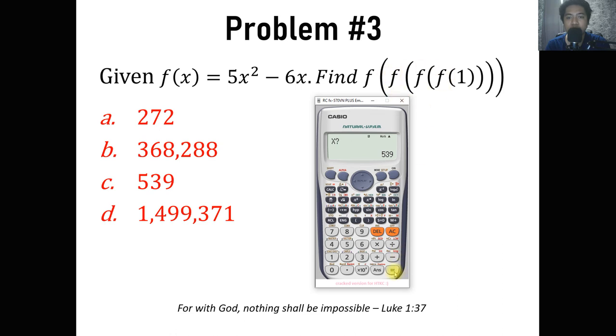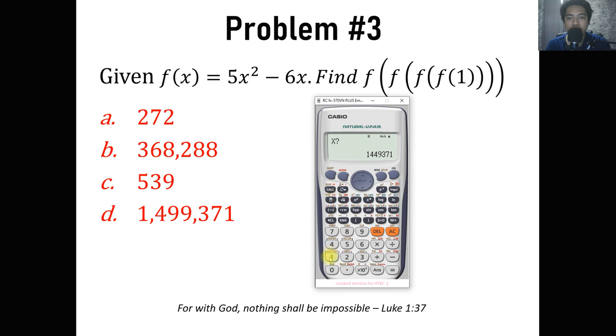And the last one is 1,499,371. So you're going to click the equal sign 4 times because we have 1, 2, 3, 4. The same values of f are already considered in the computation of f of x. So again, I'm repeating.